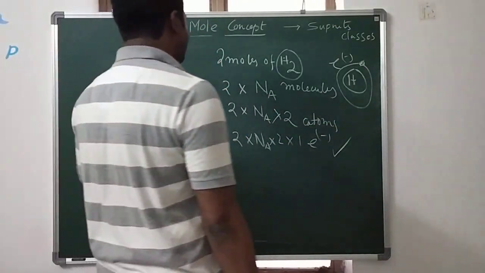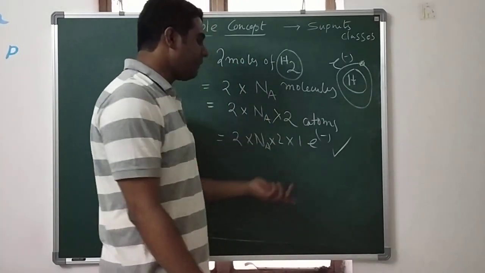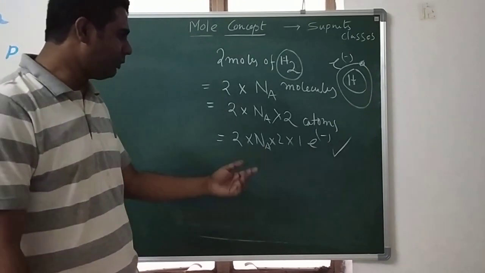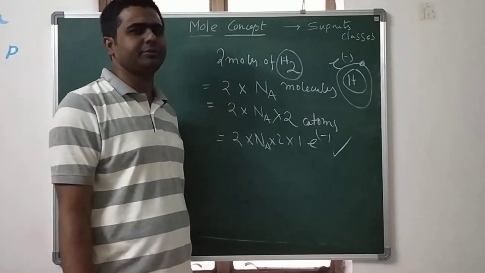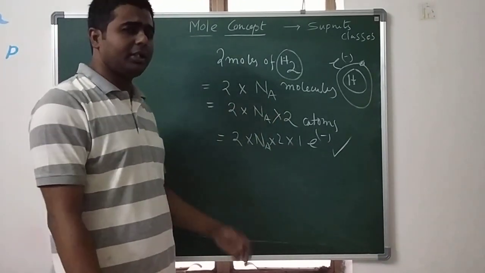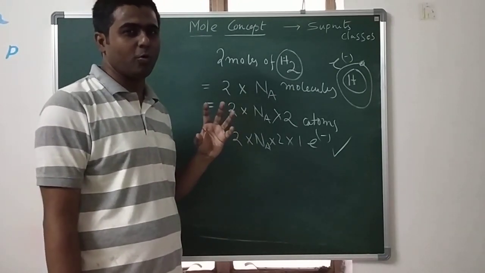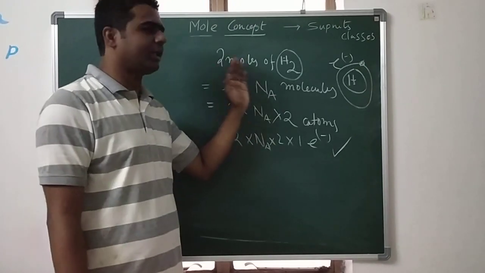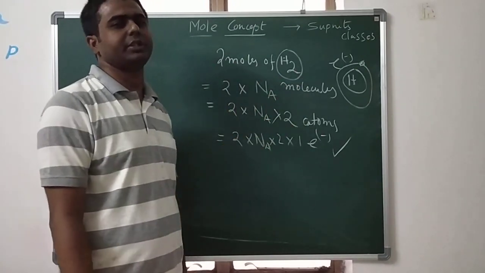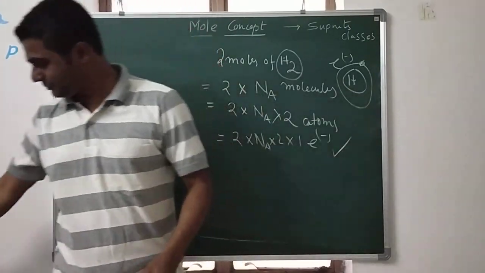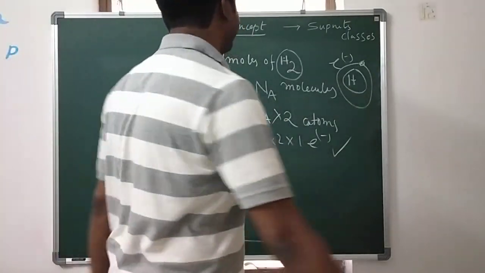So this is how you will calculate the number of particles, number of atoms, electrons, protons and neutrons. Can you calculate how many neutrons are there in 2 moles of hydrogen? In one hydrogen atom, how many neutrons are there? 0. So whatever may be the moles, the number of neutrons in hydrogen is always 0. Okay? In protium, not in deuterium and tritium.